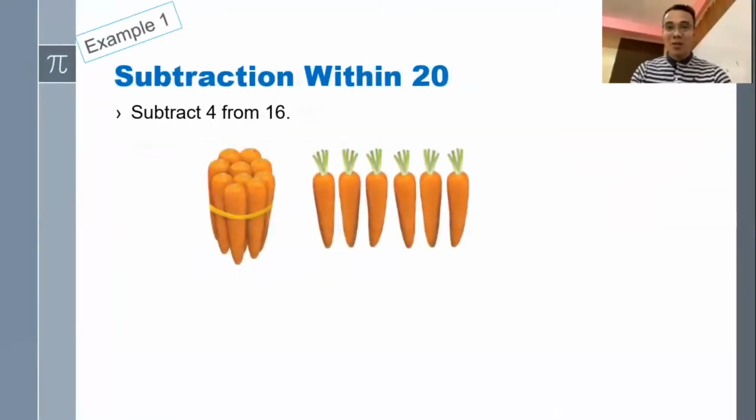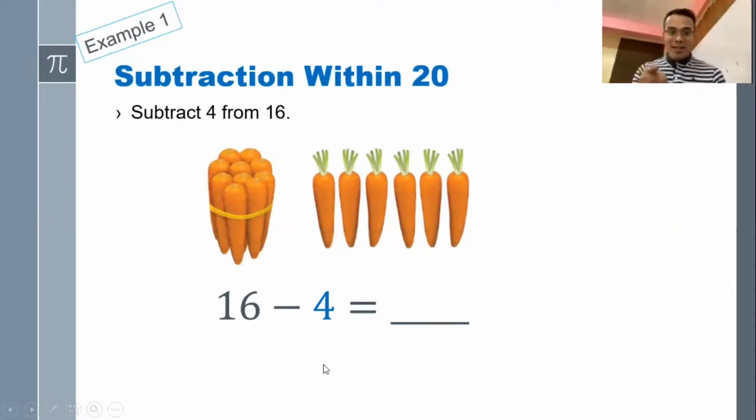Let's have example number 1. Subtract 4 from 16. There are 16 objects. In this case, the objects are carrots. There are 16 carrots, and we're going to take away how many of them? I cannot hear you. All right, we're going to take 4 of them. So we're going to subtract 16 and 4. We write that as 16 minus 4 equals blank.